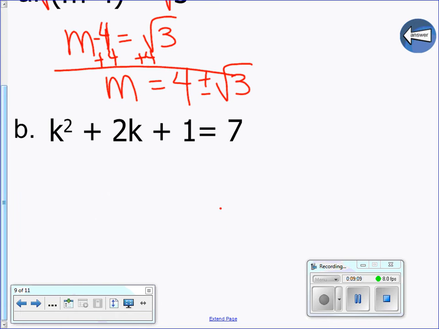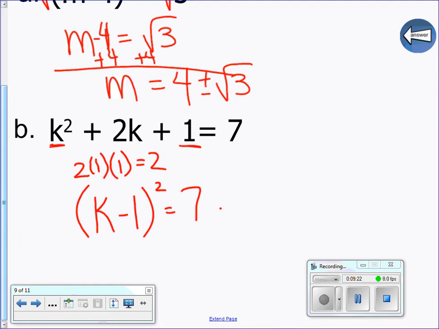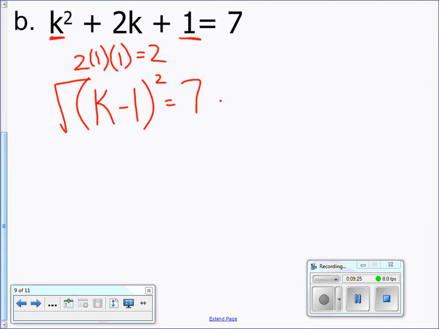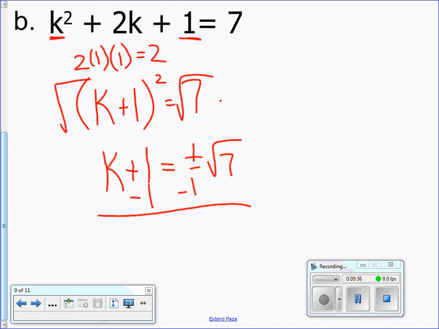All right, so for this one, perfect square, yes. Perfect square, yes. Middle term, 2 times the square root of the first one times the square root of the second one is 2. So it's perfect square. So k plus 1 squared equals 7. Square root of both sides. So I get k plus 1 equals plus or minus the square root of 7. I'm going to subtract 1 from both sides, and I get k is equal to negative 1 plus or minus the square root of 7.